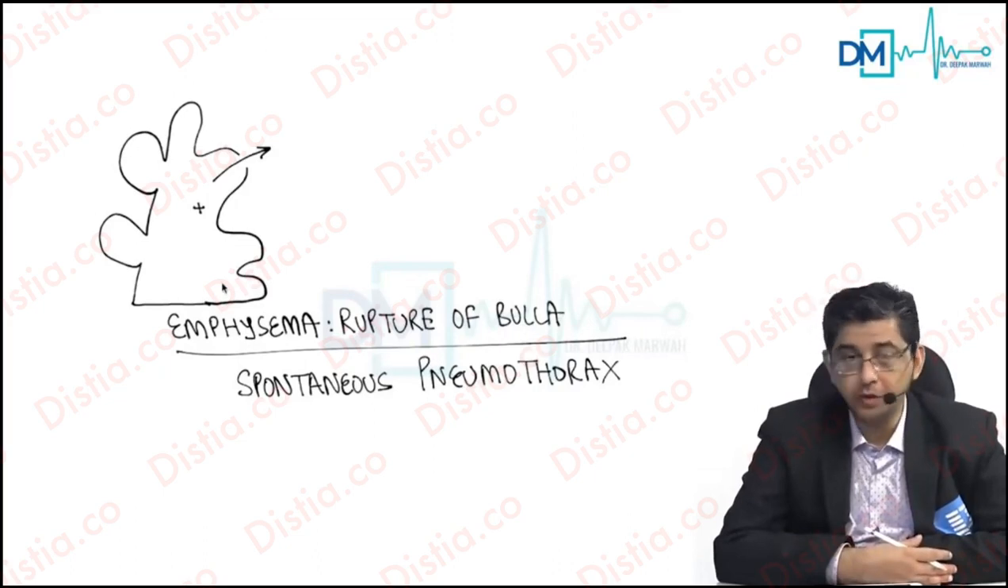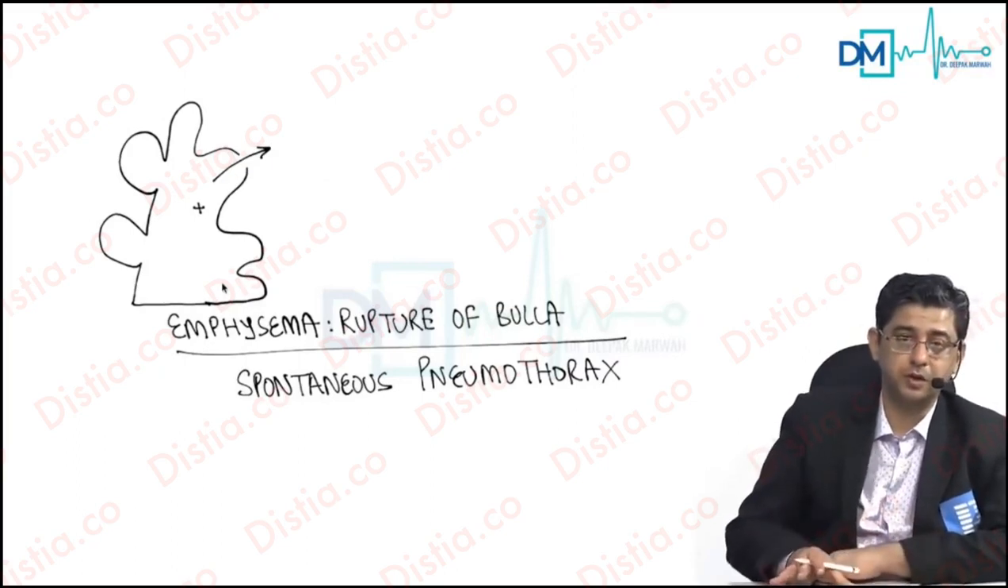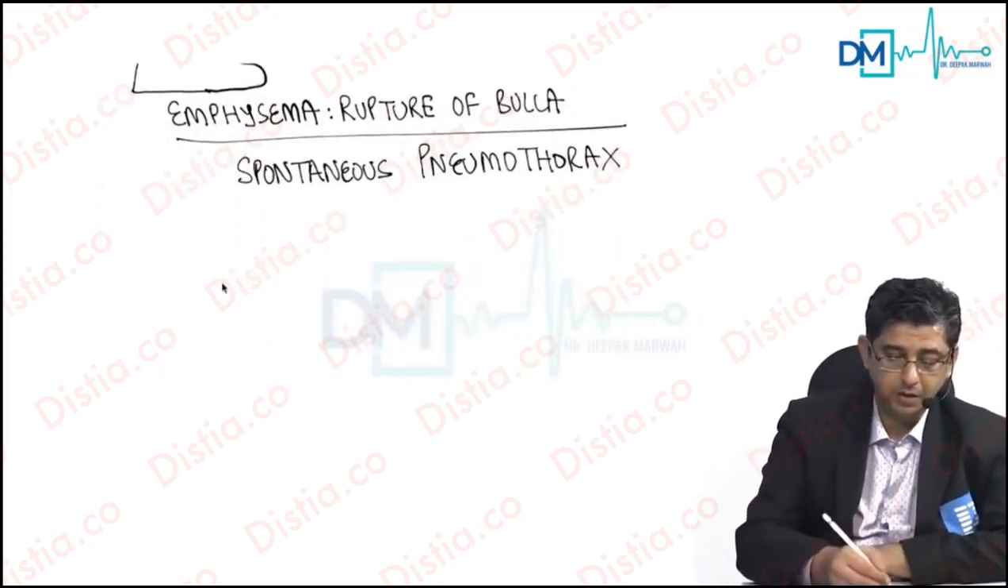In spontaneous pneumothorax there is no breach of the chest wall; it is simply the rupture of the bulla which has resulted in accumulation of air in the pleural cavity at positive pressure. So let us see what we are going to do for this particular case, just making the discussion clinical.